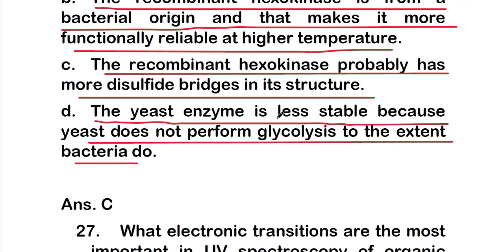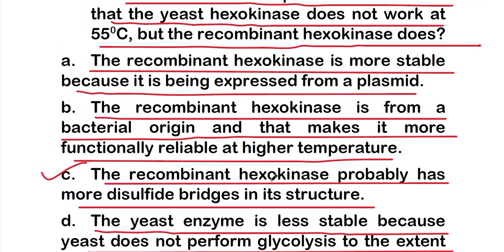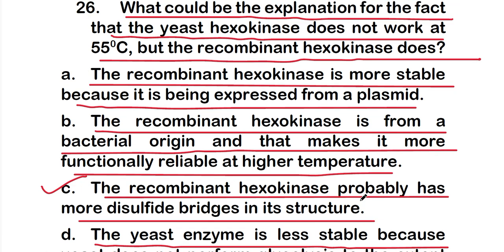So the right answer is option C, that is the recombinant hexokinase probably has more disulfide bridges in its structure, that's why it is more resistant to high temperature like 55 degrees Celsius. Okay, so this is question number 26.